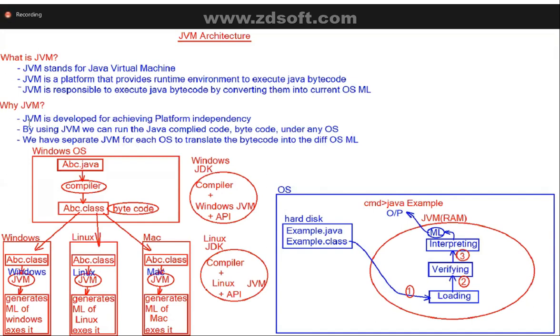Then why JVM? JVM is developed for achieving platform independency. By using JVM, we can run Java compiled code, meaning bytecode, under any operating system. We have a separate JVM for each operating system to translate the bytecode into its different OS machine language. So this is the diagram explaining how JVM provides platform independency.